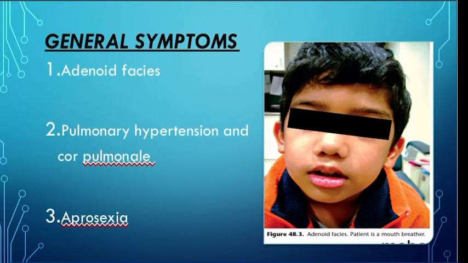Nose gives a pinched in appearance due to disuse atrophy of alveoli. As the person always breathes through the mouth, the nose is not in use. As a result, there will be disuse atrophy of alveoli. High arched hard palate. When you examine the child, there will be a high arched hard palate. Long-standing nasal obstruction due to adenoid hypertrophy can cause pulmonary hypertension and cor pulmonale. Aprosexia. Aprosexia means lack of concentration in children.